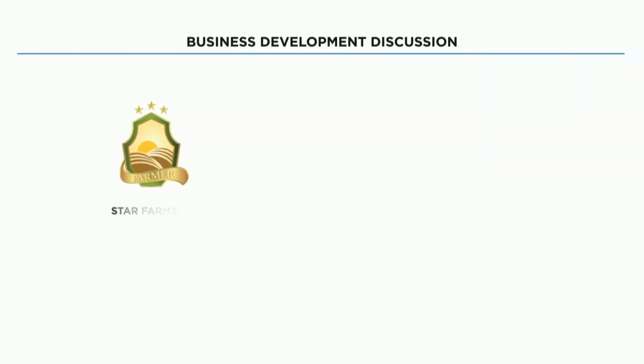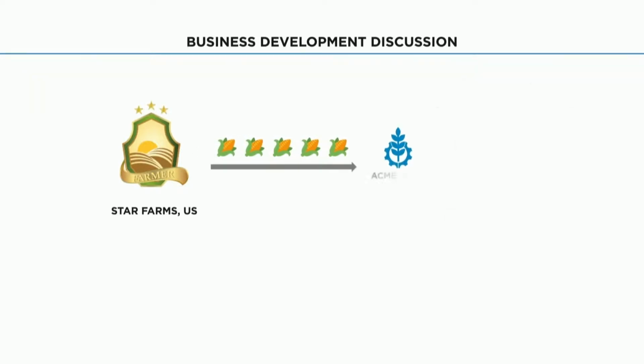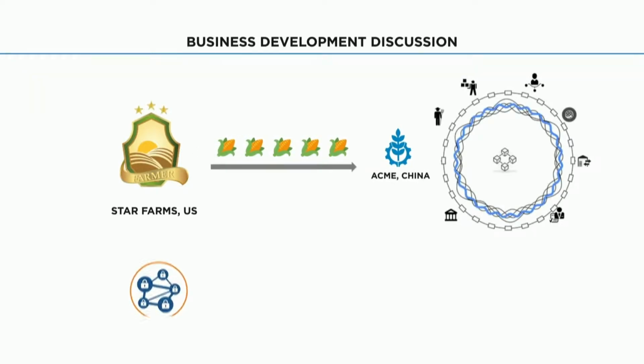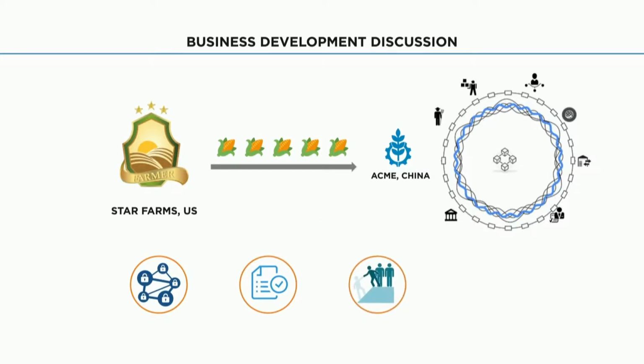Star Farms, a U.S. supplier, has agreed to supply Acme with corn in China. Star Farms is happy to participate in Acme's blockchain because it opens up other opportunities. Star Farms has agreed to Acme's standard terms, which are already in the blockchain as smart contracts. Acme sends blockchain onboarding instructions to Star Farms. The instructions recommend Star Farms use HCL's COTRUST technology to connect to the blockchain.